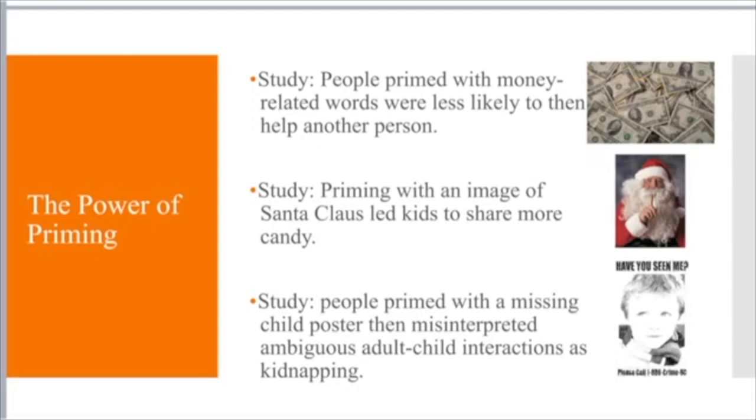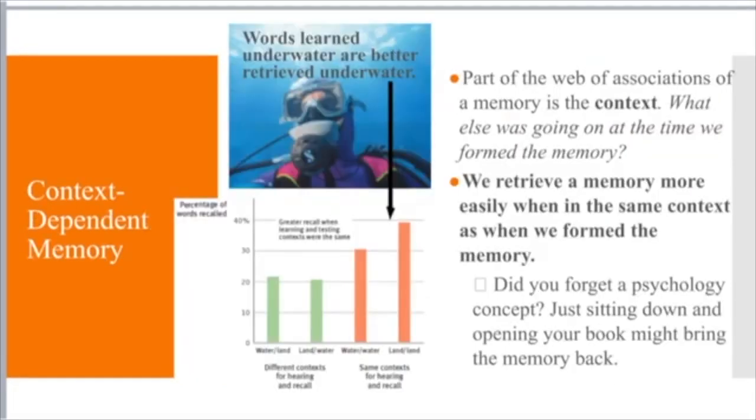So with that idea of priming, we also have two types of memories that we're going to look at here. We have context-dependent memories and we have state-dependent memories. Context-dependent memories say that you're more likely to remember things in the same context that you learned them in. So if you're taught words underwater, you're more likely to remember those words when you're underwater. You can see this graph right here at how much more often people are able to make those connections when they're in the context that they were in when they learned them.